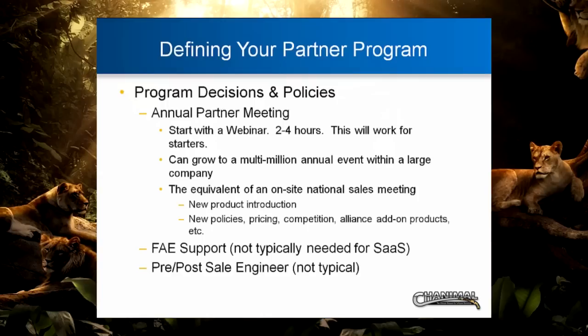Okay, also, you'll usually want to say that you have an annual partner meeting. Now, if you're a new program, you'll just do a webinar. You can still say, yeah, I have an annual partner meeting. It doesn't mean you're going to spend $100,000 or, like when I was at one of my companies, I would spend an average of a couple million dollars on my annual partner meeting. But otherwise, if you're at a small company, just set up a webinar. It might be 2 to 4 hours. You'll go through your new products with your product manager. Your new channel manager might go through some new promotions. You might go through some new competitive analysis. You might have a couple of your alliance partners pitch in. Okay, but start with a webinar and then move it out to something a lot bigger later.